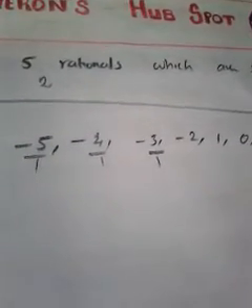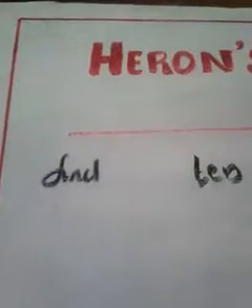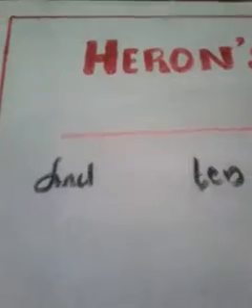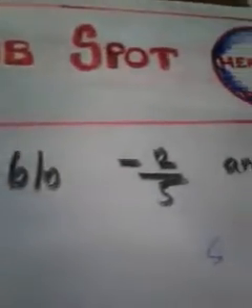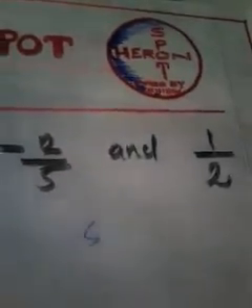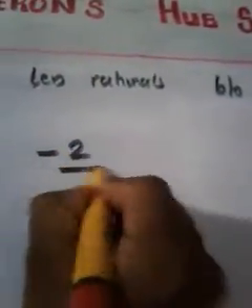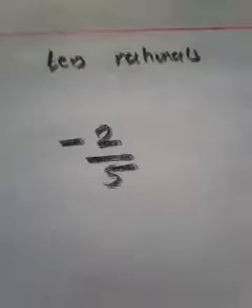So let me go to the next question. The next question is: find 10 rationals between -2/5 and 1/2. We need to find 10 rational numbers between -2/5 and 1/2. So the rational numbers are -2/5 and 1/2, and in between we have to find 10 rational numbers.